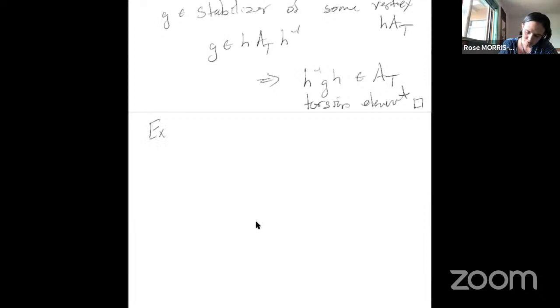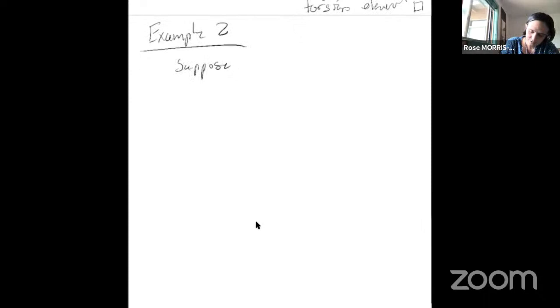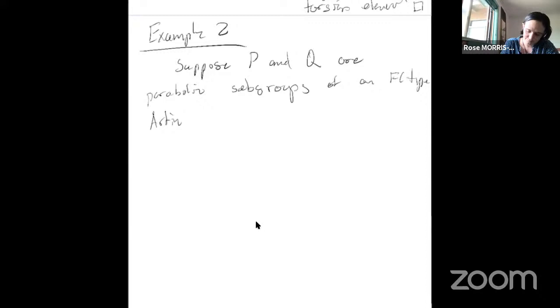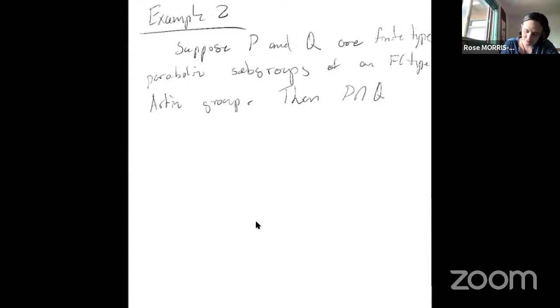Here's example two of this kind of argument. All right, so here, suppose P and Q are parabolic subgroups of an FC type Artin group. So the last one we used the Kleique cube complex, this one we're going to use the Deligne complex. So our conclusion: if I have two parabolic subgroups in an FC type, I need them to be finite type as well, right? I want these P and Q to be stabilizers of vertices in my Deligne complex. Then P intersect Q is also parabolic.